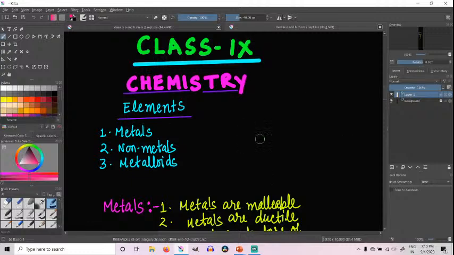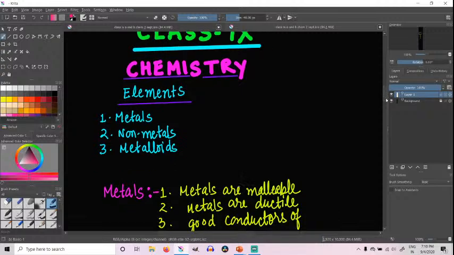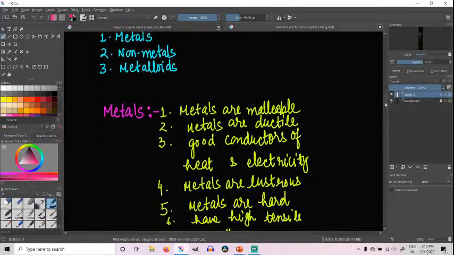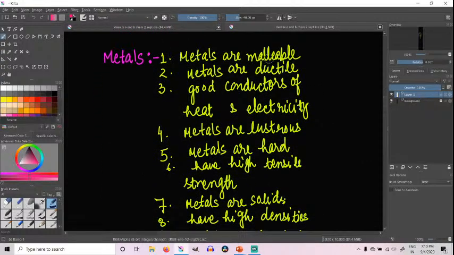We'll do the quick revision of this portion so that we complete elements, and then the compounds will be left. In the next class we'll do that, right? So we have seen there are three types of elements, right? We can see that metals are malleable. Just now we have understood the main properties of metals. Metals are malleable, metals are ductile, they are good conductors of heat and electricity, metals are lustrous, metals are hard, and they have high tensile strength.